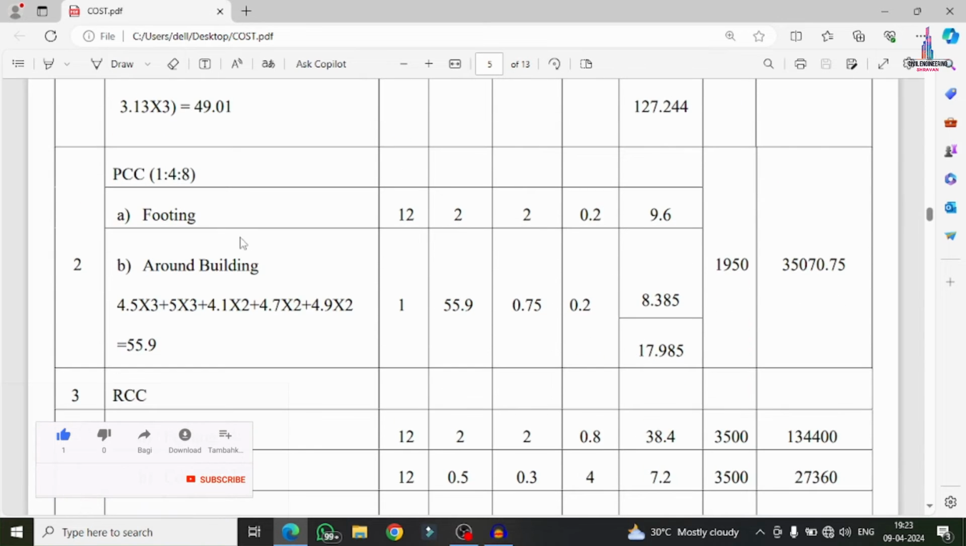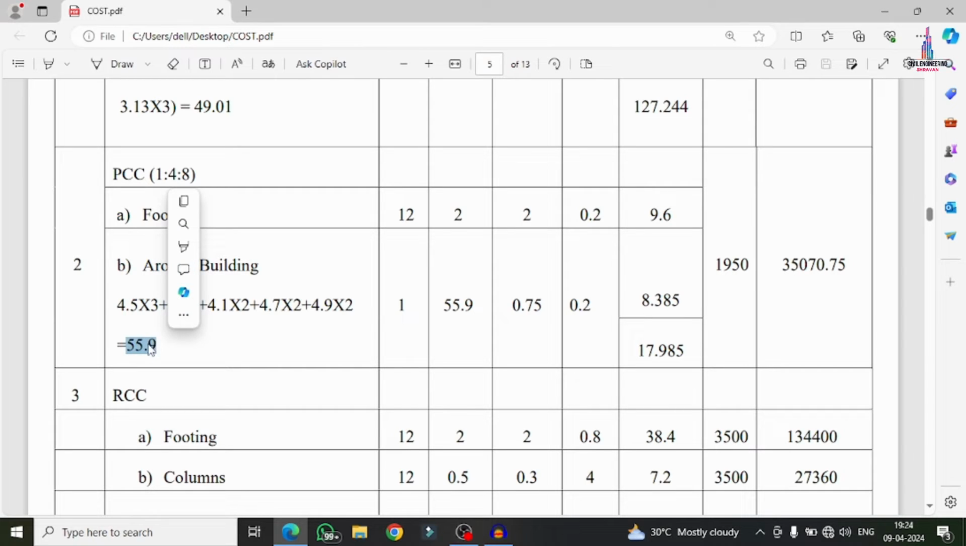The next work is related to PCC, which is M7.5 grade concrete, not M20, with a proportion of 1:4:8. For the footing, we have to fill the 12 footings, each with a length of 2, a width of 2, and a depth of 0.2 meters, which gives a quantity of 9.6 meter cube. For around the building, if I calculate the distance, it comes to 55.9 meters. If I consider this 55.9 meters with 0.75 as the thickness of the around-building footing, I get the value 8.385 meter cube.